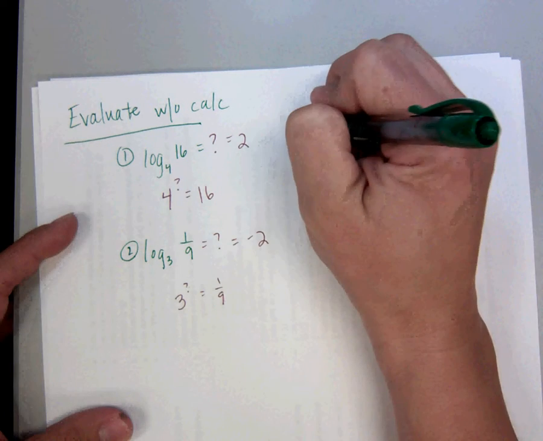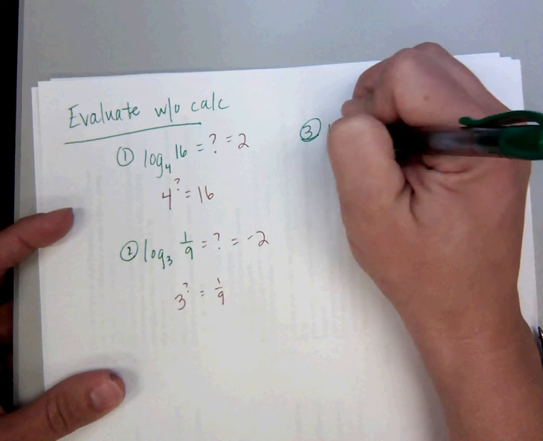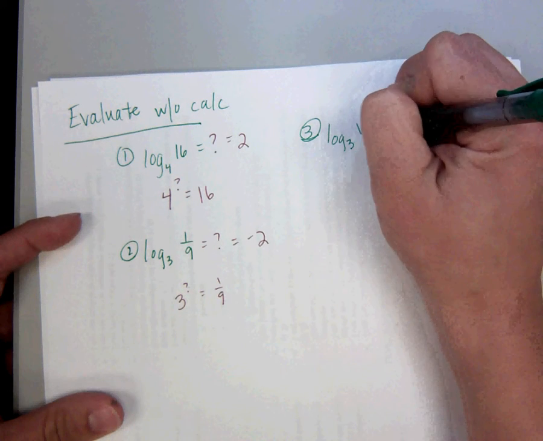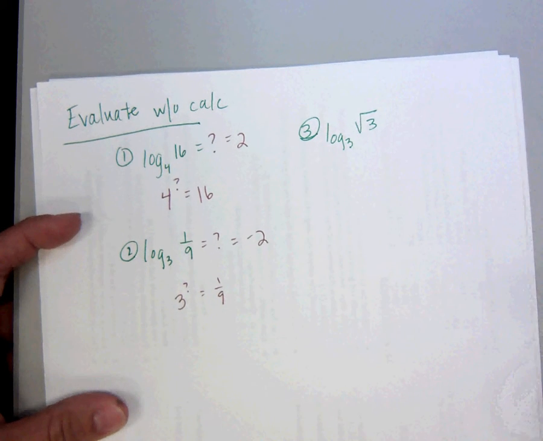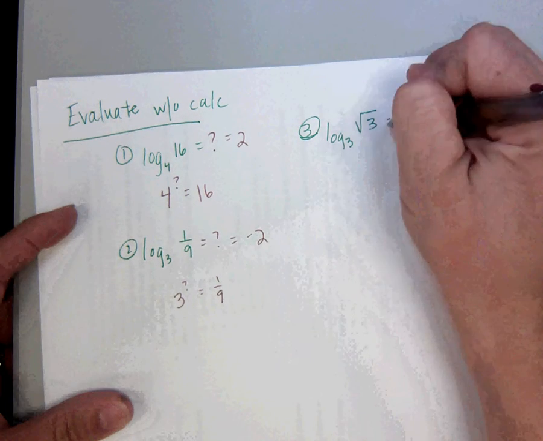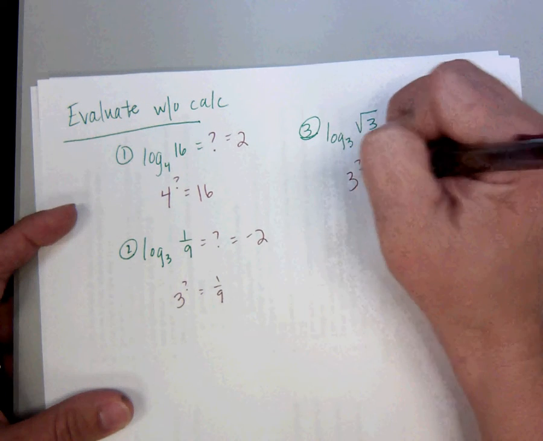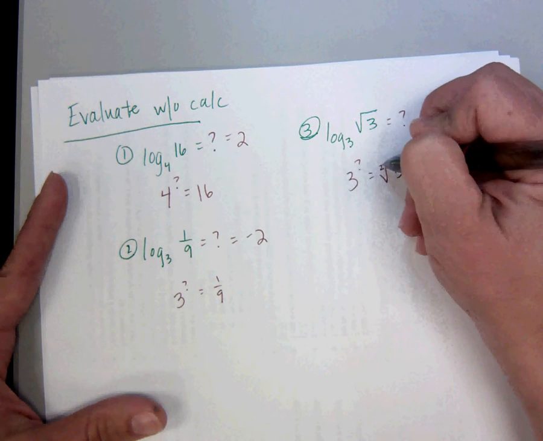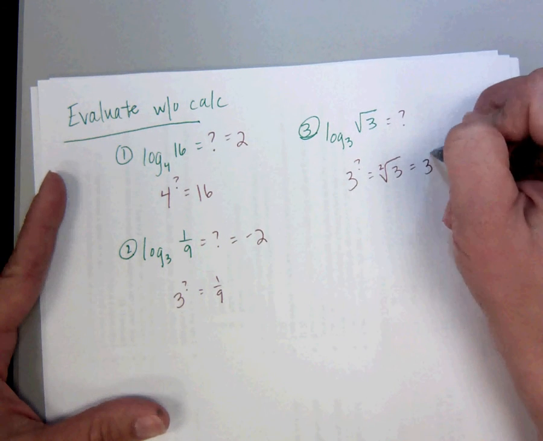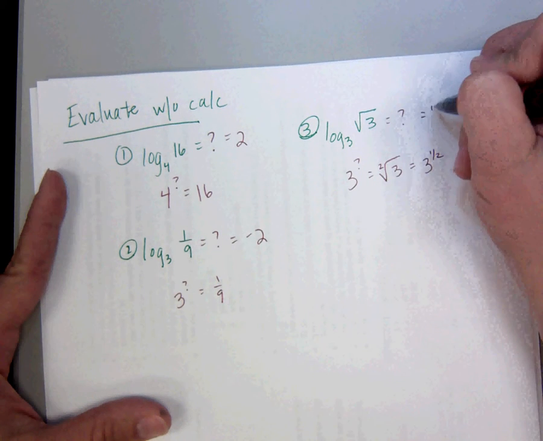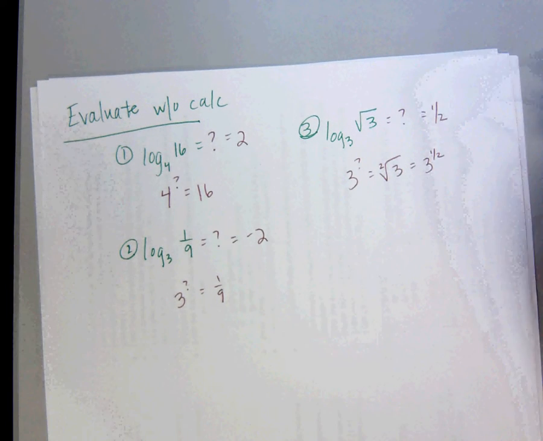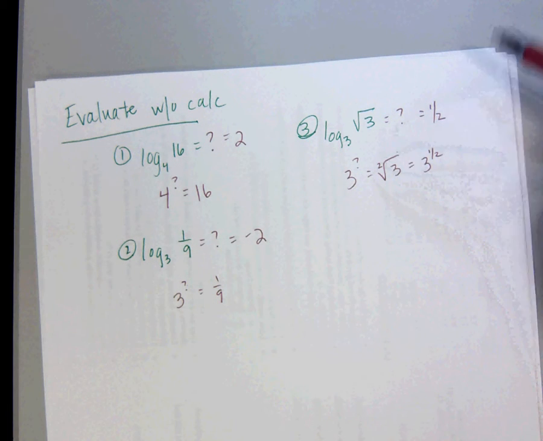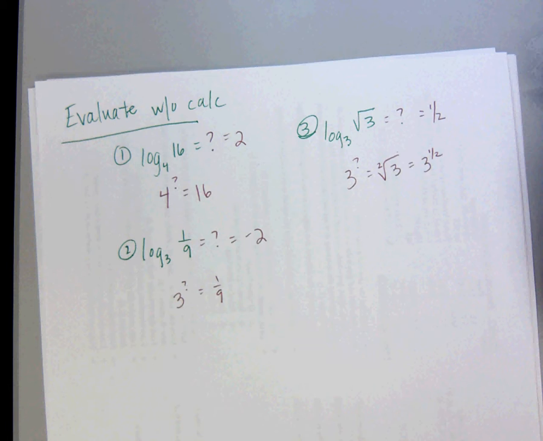Let's look at another. What if we had the log base 3 of the square root of 3? So what you need to think about here, when you rewrite, you're thinking 3 to what power is the square root of 3? Well, this is really a 2 in my radical, so that's like saying 3 to the 1/2. So my exponent is 1/2. So remember that a 1/2 exponent is a square root. A 1/3 exponent would be a cube root. So whatever's in the denominator goes inside the radical.